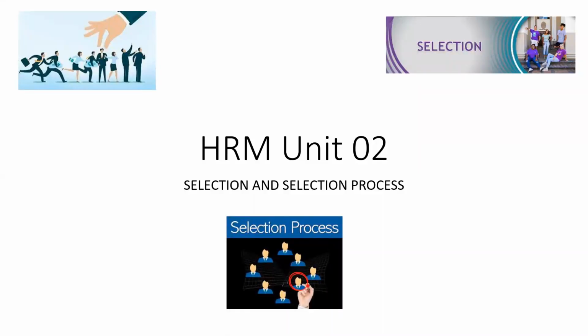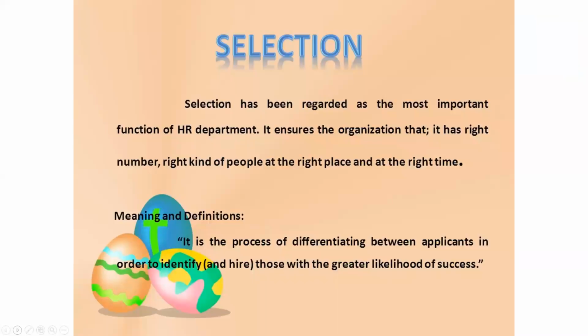In today's session, let me discuss Human Resource Management Unit 2. The concept relates to selection and the selection process. Once the company is done with the recruitment procedure, the immediate step to begin with is selection. Selection refers to the process or the activity involved in selecting the right candidate. It is considered one of the most important functions of the Human Resource Management Department.